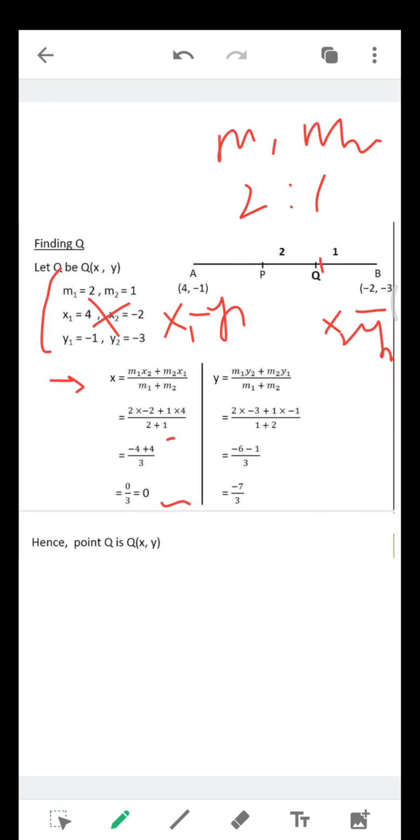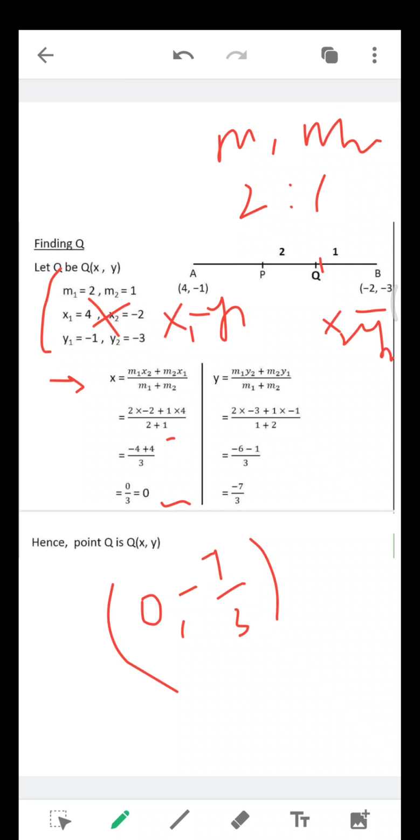Go very carefully, and don't get confused in substituting the values. Remember the formula, that is the most important thing, then substitute the values from the question. So 2 into -3 is -6, and 1 into -1 is -1, giving -7 by 3. So the point is 0 comma -7 by 3.